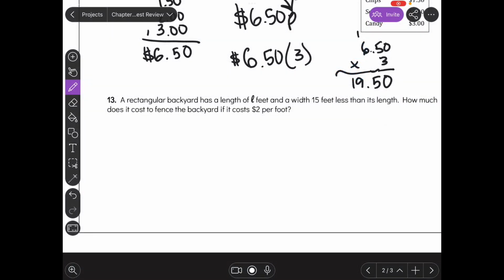For number 13, it says a rectangular block has a length of L and a width that is 15 less than the length. How much does it cost to fence the backyard if it costs $2 per foot? For this one, it's going to be helpful if we draw ourselves an example. All right, there's my rectangular backyard. The length, it says, is L, and the width is 15 less than the length. So for the width, we can say it is the length, but just 15 less than it.